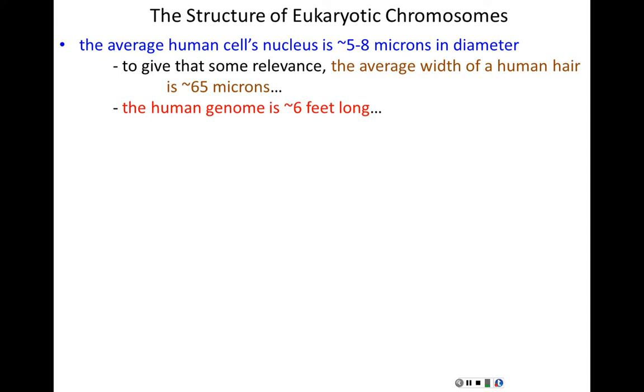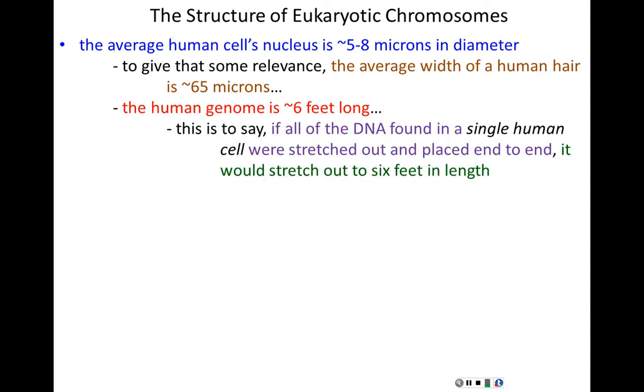And what we really mean by that is that there's 6 feet of DNA in every single one of your cells. So if you were to go into a single human cell and get out all of the DNA in that one cell and then stretch it out so that it's one long linear molecule of DNA and put all of those individual DNA molecules end to end, you would have 6 feet of DNA in length. That's a lot of DNA in a single human cell.